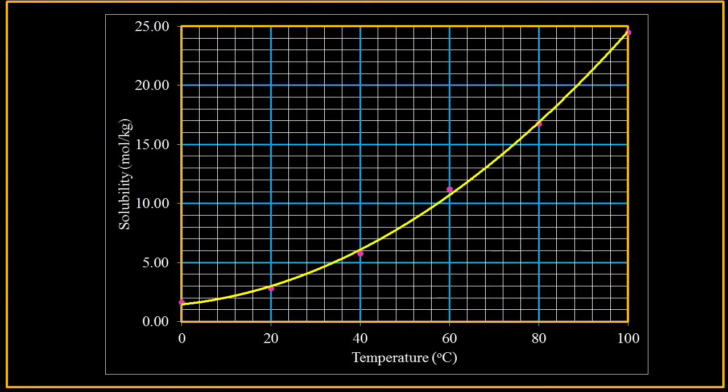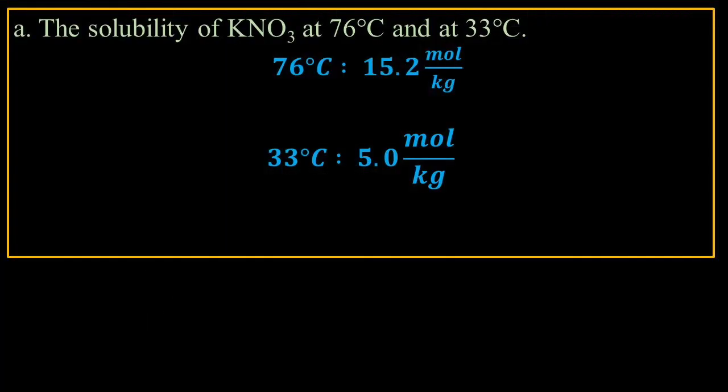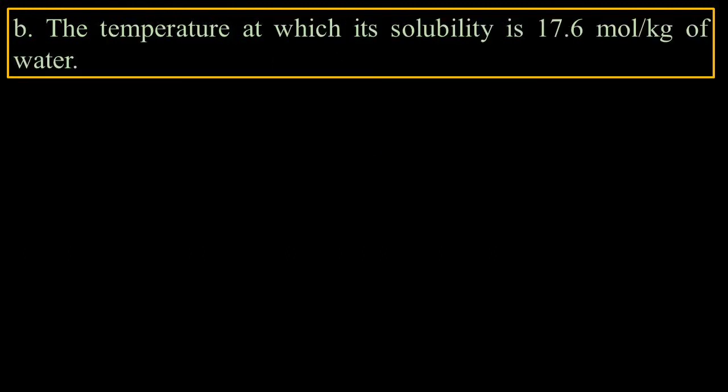And all I did was I just did it on Excel myself. There's the plots, pretty good plot, pretty good smooth curve. And there are my points that I'm going to find relative to the question. The corresponding values for 76 degrees Celsius and 33 degrees Celsius are 15.2 moles per kilogram and 5 moles per kilogram respectively.